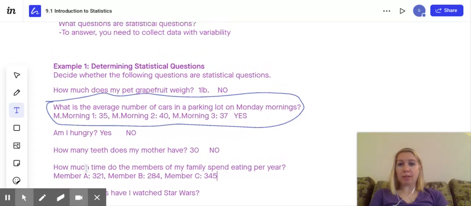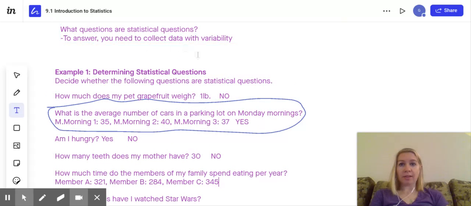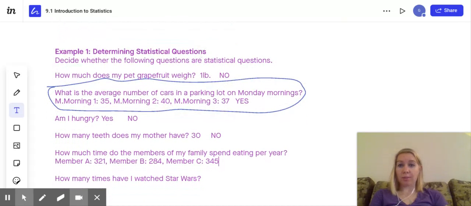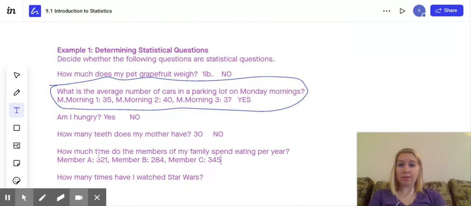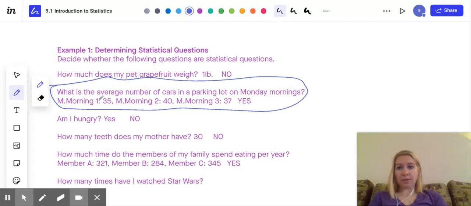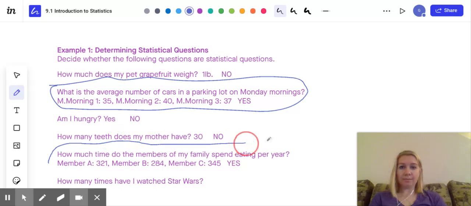So does our answers collect data with variability? Are the numbers different? Do they change? Is there some variety in the answers? Yes. So this is a statistical question, right? We don't have a single number answer, and it's not yes or no. Also, I'm going to circle it, showing that this is a statistical question.